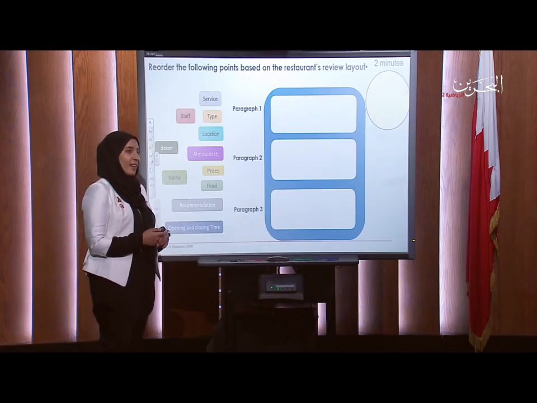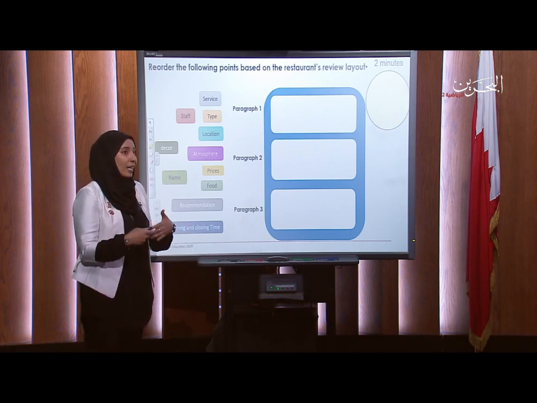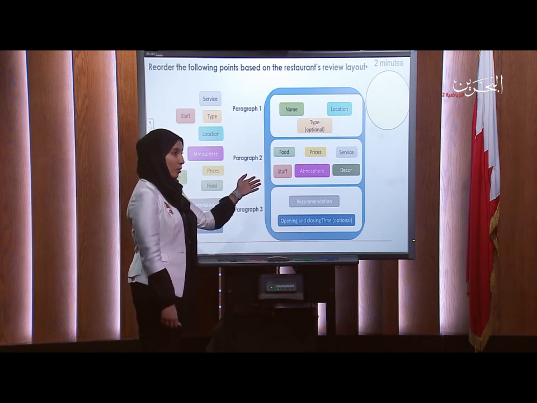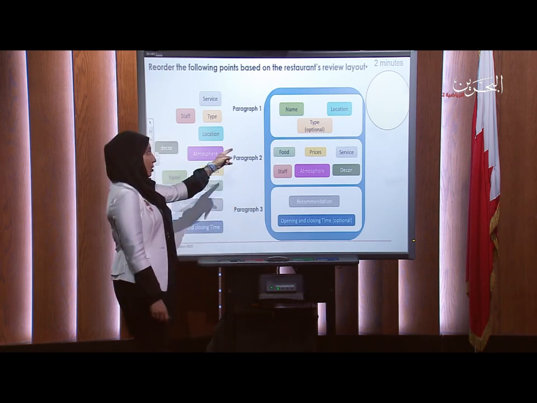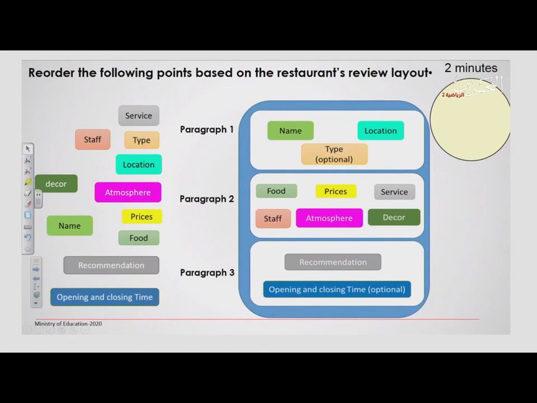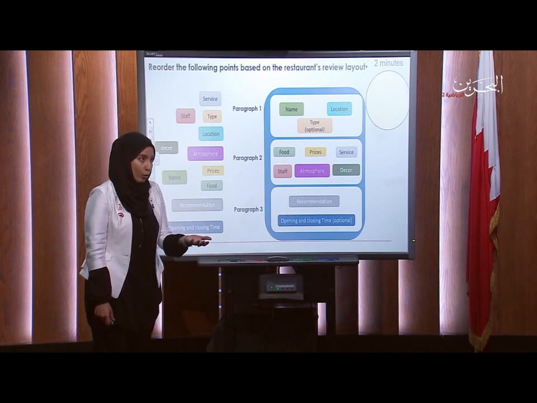Okay, time is up. I'm expecting that while arranging these points, you actually imagined yourself recommending a restaurant to your friend. That's how you can make it easier. So, for example, if I was going to recommend a restaurant to a friend, I'll start by the name, followed by the location. So I'm going to tell her the restaurant is A, it's placed in location B. The type is optional, followed by all the points that we presented today in the body. And the conclusion is usually the recommendations, things you want your friend to remember or to be aware of.